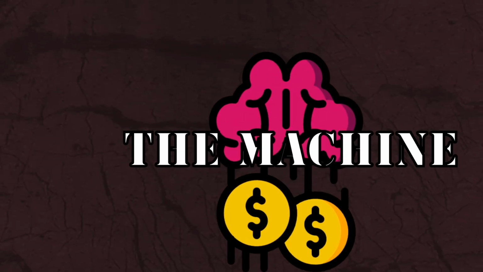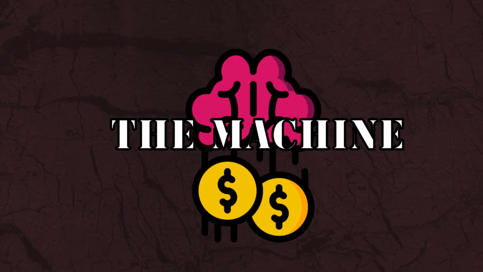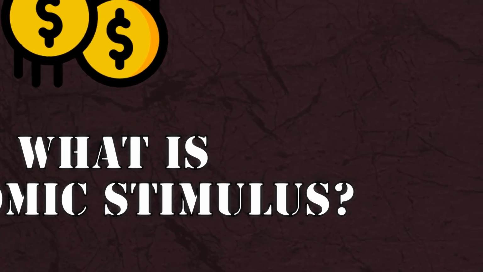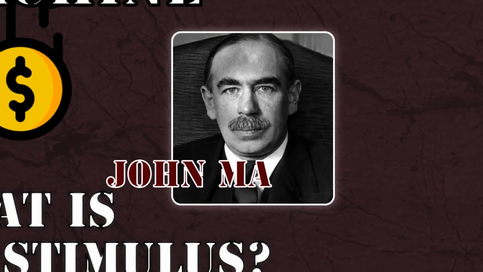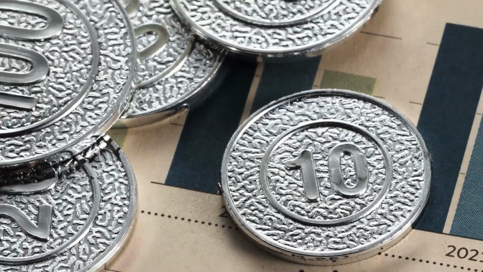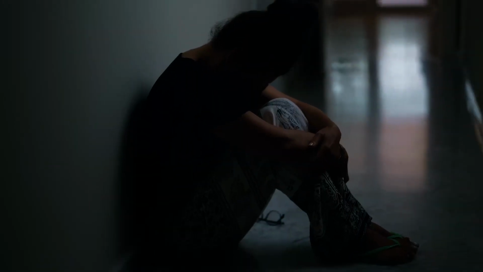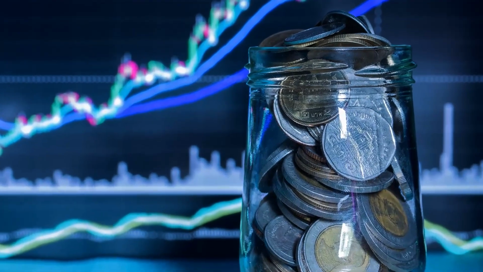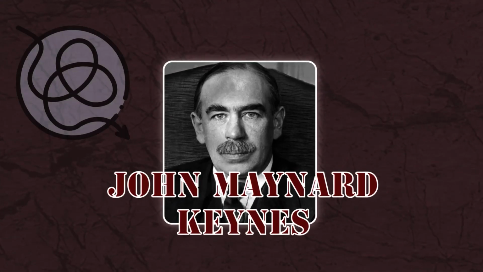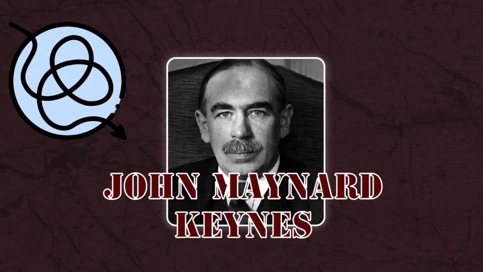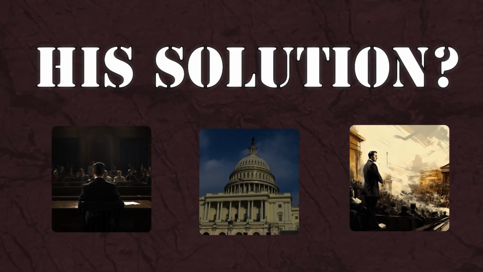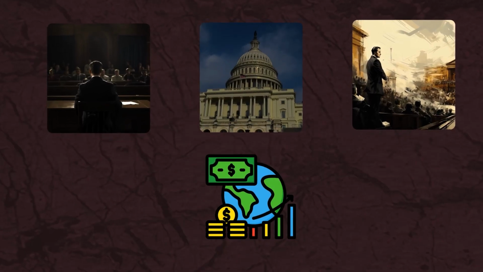To understand the glitch, we first need to understand the machine. What is economic stimulus? The core idea comes from economist John Maynard Keynes. He argued that economies don't always fix themselves. When fear takes over and everyone stops spending, a situation he called a failure of animal spirits, the system can get stuck in a downward spiral. His solution? The government has to step in and become the spender of last resort.